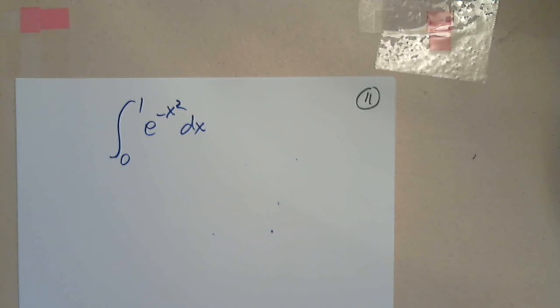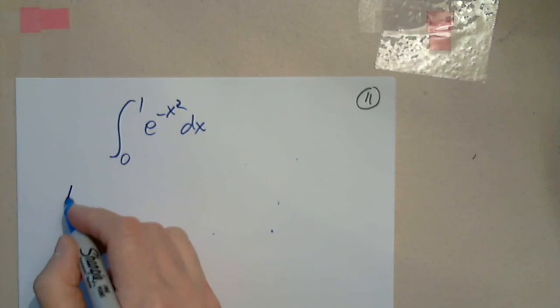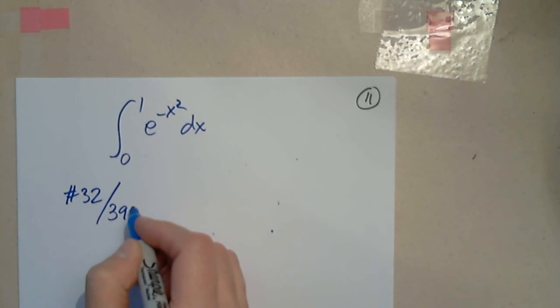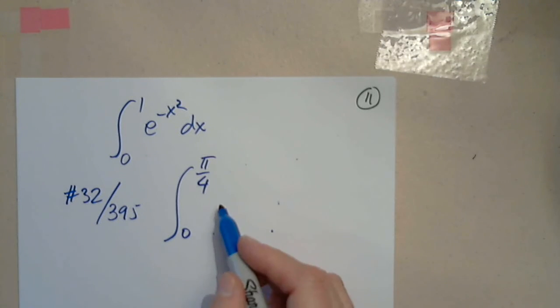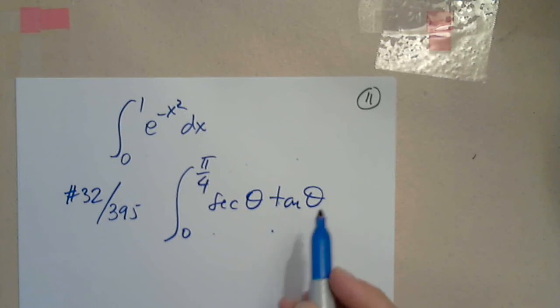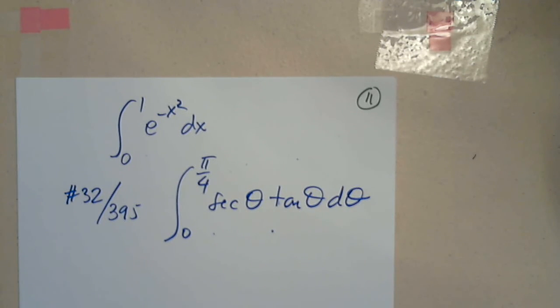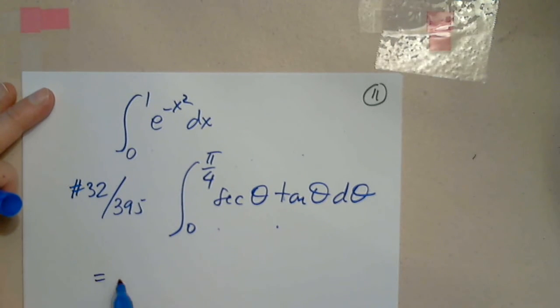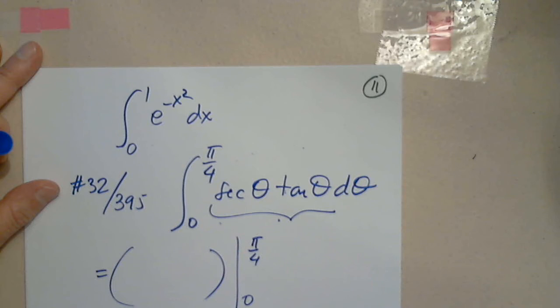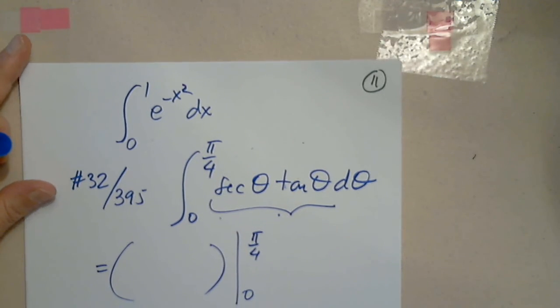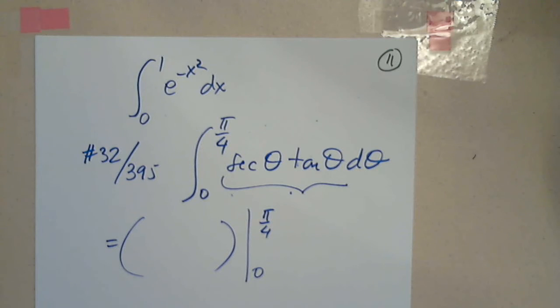So I want to choose a couple of problems. Like for example 32 on page 395. We are given the integral from 0 to pi over 4 of secant theta tangent theta d theta. We couldn't do this with the limit of the Riemann sum. It's a definite integral. I know the answer must be a number. I'm only asking myself, which function prime is this? Once I have the answer, the problem is almost finished.